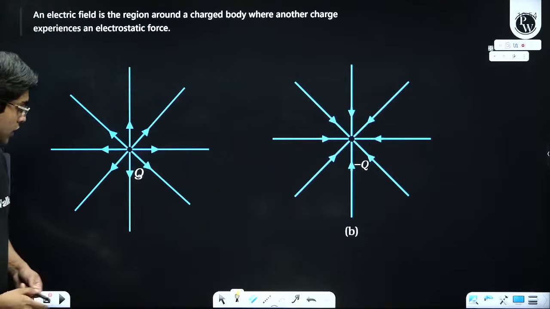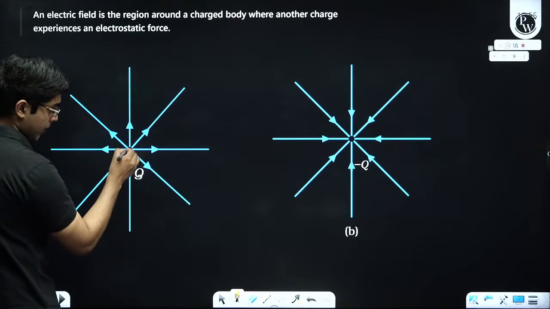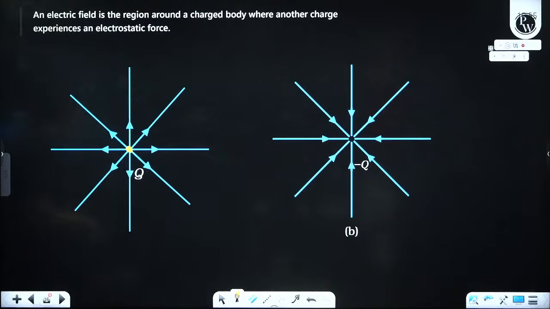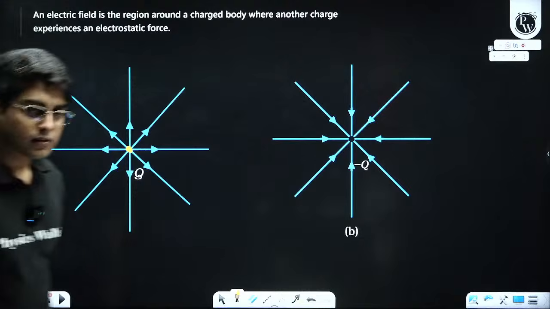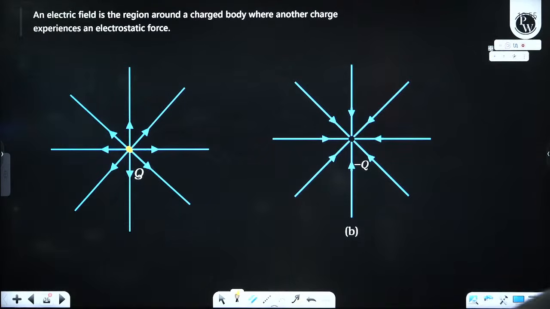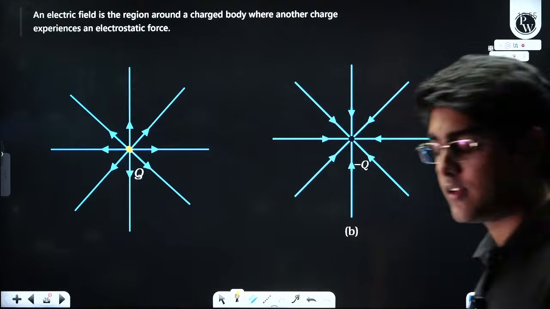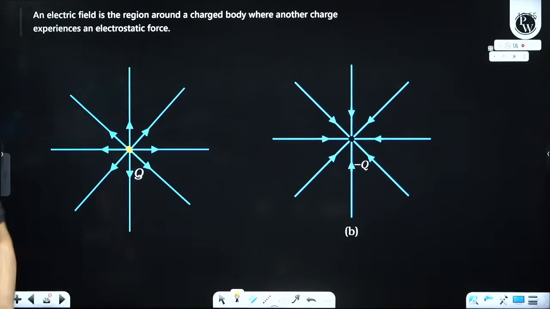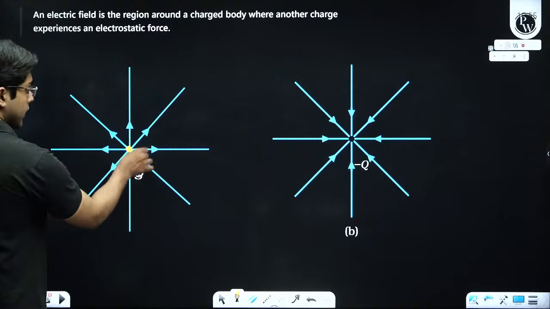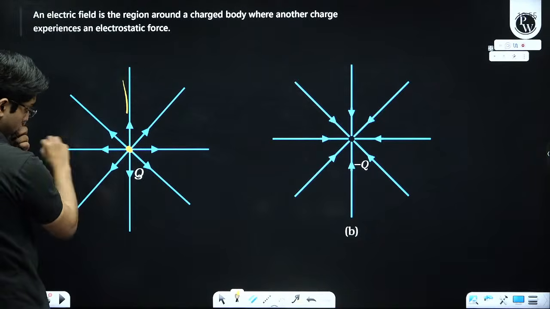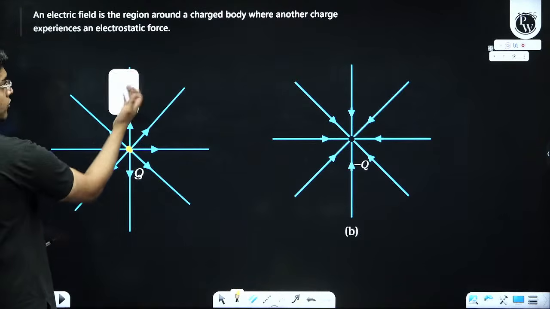So for the positive charge, if we have a plus Q charge, then its field line pattern will be radially outwards. For the positive charge, this field line pattern is important. It is radially outward. The arrows are pointing outward, and it is showing the direction of the electric field.